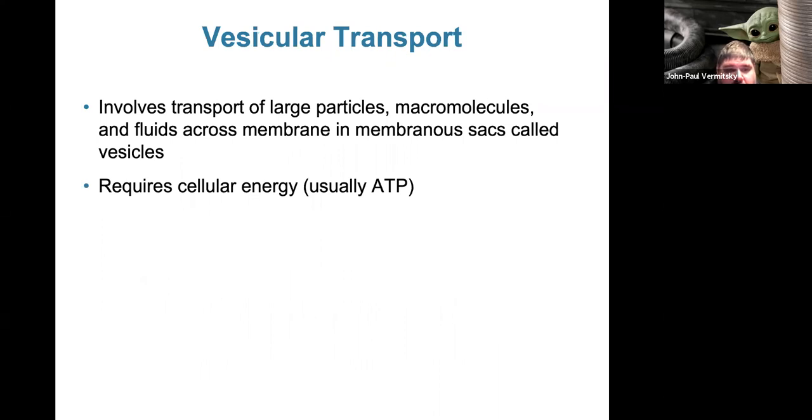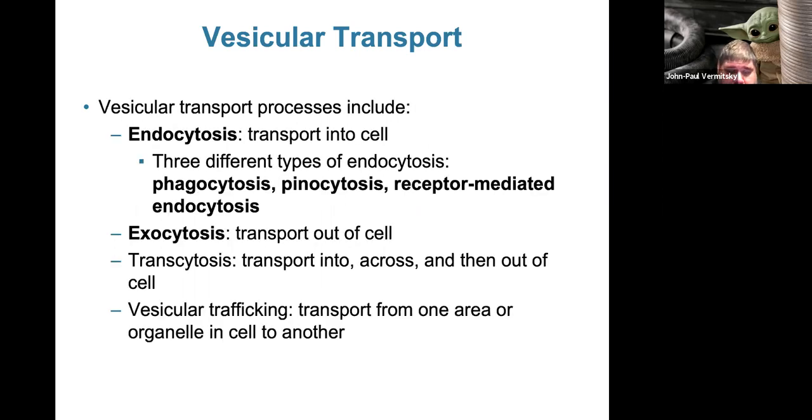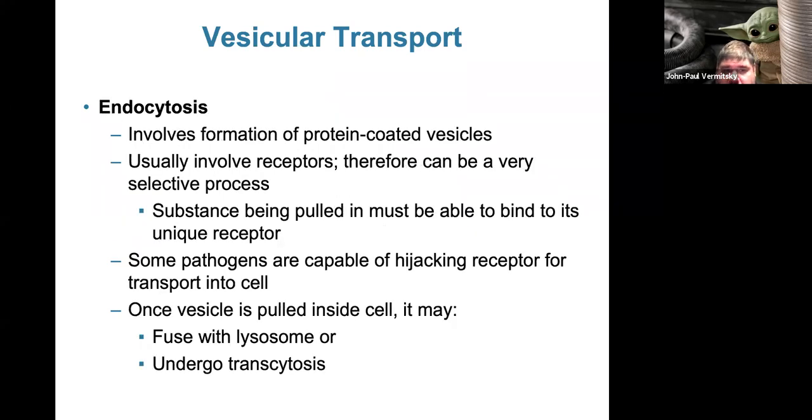Vesicular transport, this involves the transport of large molecules, macromolecules, and fluids across a membrane in membranous sacs called vesicles, which usually requires cellular ATP energy. Vesicular transport includes processes such as endocytosis and exocytosis. So essentially, you're moving things into and out of the cell by membrane vesicles. Endocytosis is transport into the cell. Exocytosis is transport out of the cell.